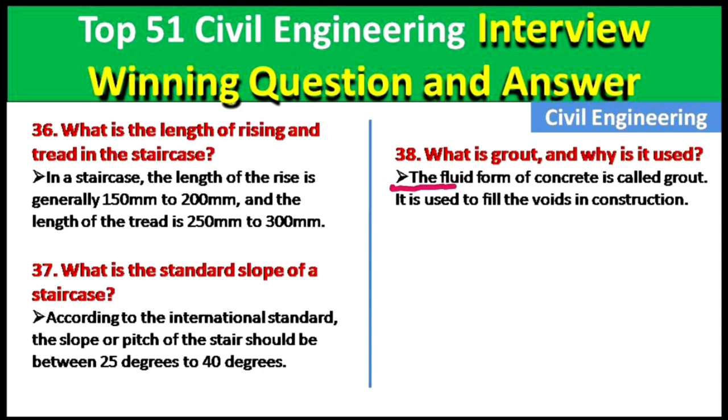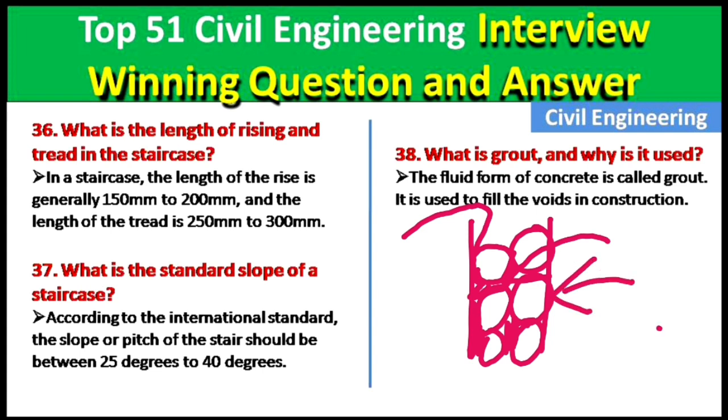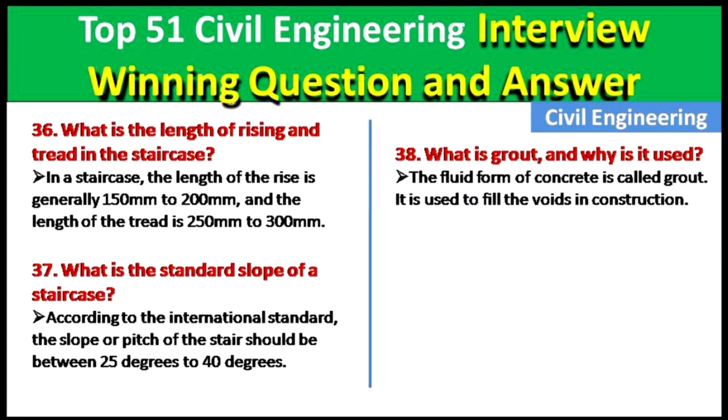Okay guys, so the fluid mix of concrete is called grout. It is used to fill the voids in the construction. At the previous point we discussed honeycomb and voids. For example, this is a column and due to some cause, a void remains in the concrete, then we have to grout it. It means with the help of a pressure pipe we fill concrete into this void to increase the strength and durability of this column. So this is known as grouting. To fill the void in the construction is known as grouting.